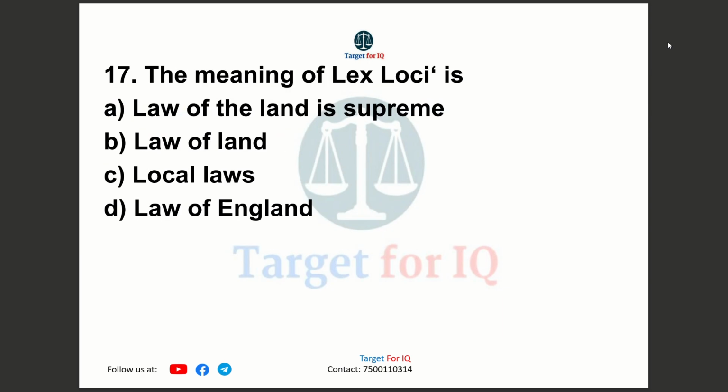Question number 17. The meaning of Lex Loci is option A, law of the land is supreme, B, law of land, option C, local laws, option D, law of England. So the correct answer to question number 17 is option B, law of land.